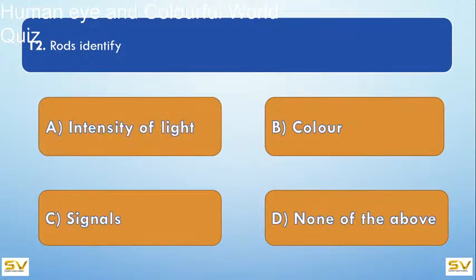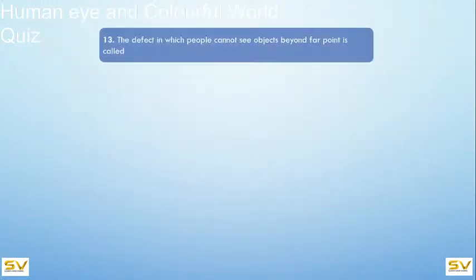I already told you that in the textbook it is a mistake. Actually, rods identify intensity of light and the cones identify color. So it's option A. Meanwhile, I told you also when telling that topic. Okay, anyhow, don't worry, no problem. I will take this into consideration. Now coming to the next one.